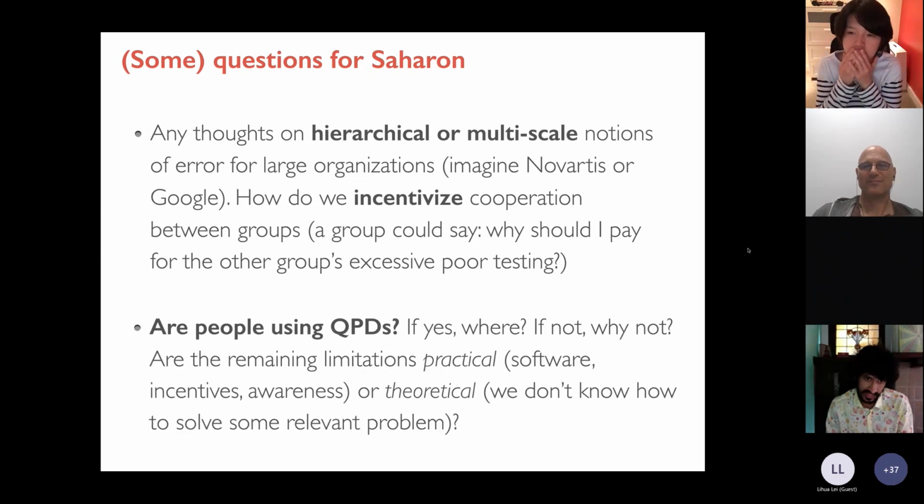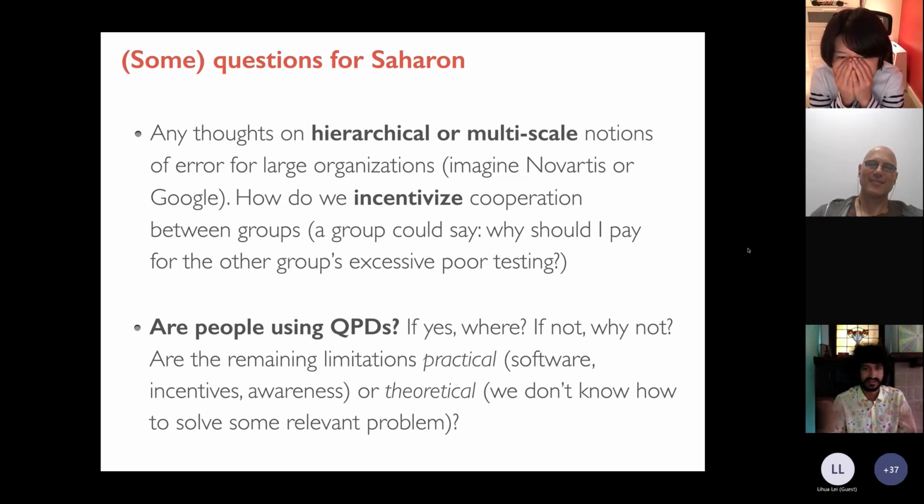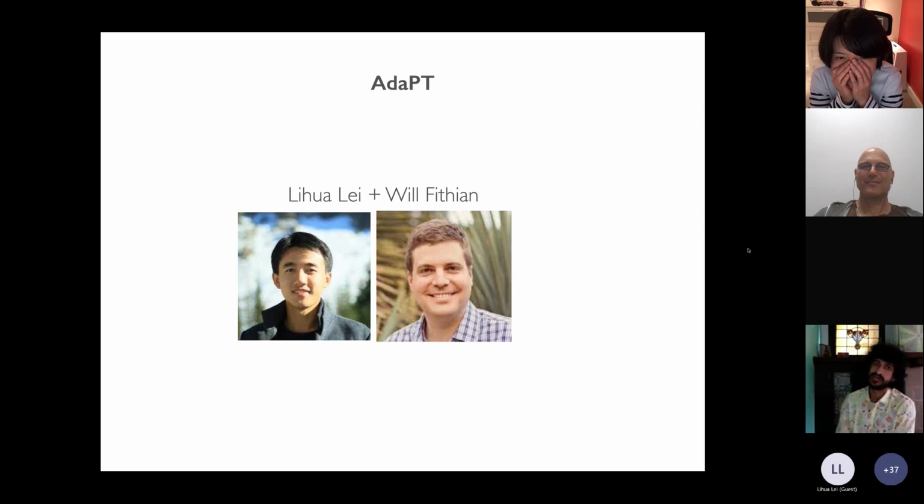And the other question was about quality preserving databases. Are people already using quality preserving databases in some subfield in medicine or at IBM? Because I know that your co-author Aharoni is at IBM. So if yes, where are people using them? And if not, why not? Are the remaining limitations practical, that is software or incentives or awareness, or are they theoretical, that is we don't know how to solve some relevant problem? Okay, so let's return to this after I discuss Dihua's work, which was ADAPT.